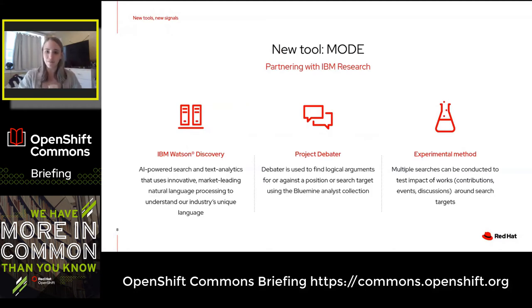Then from here, we can start to use the experimental method. This is whenever we use multiple different searches with a few of our different tools to see what the impacts are of the work that you're doing. What is the impact of the different events that we're having, the discussions like the one we're having here, around different search targets? When we're bringing all this together, you're starting to see open source communities in a new light and get a little bit one step ahead of everyone else in the communities.